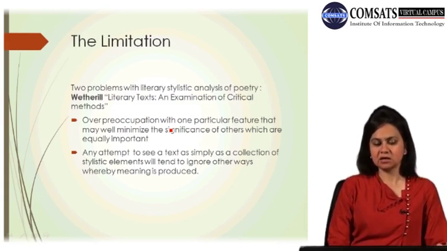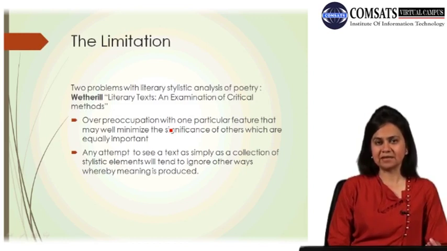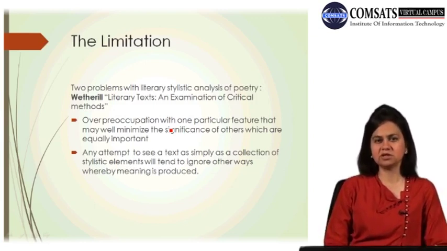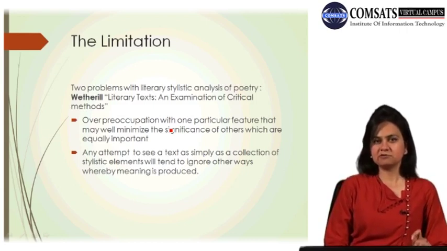Secondly, Wetherill states that any attempt to see a text simply as a collection of stylistic elements will tend to ignore other ways whereby meaning is produced. Language contains multiple meanings, and if we consider only style to be the part of the poem or text where meaning is contained, then other ways of conveying meaning employed by the writer, either through tense, grammar or shifts in tense and grammar, or syntactical pattern, or even phonology, meter, rhythm, rhyme, will be ignored, because a literary stylistician is picking up some specific features of a text.